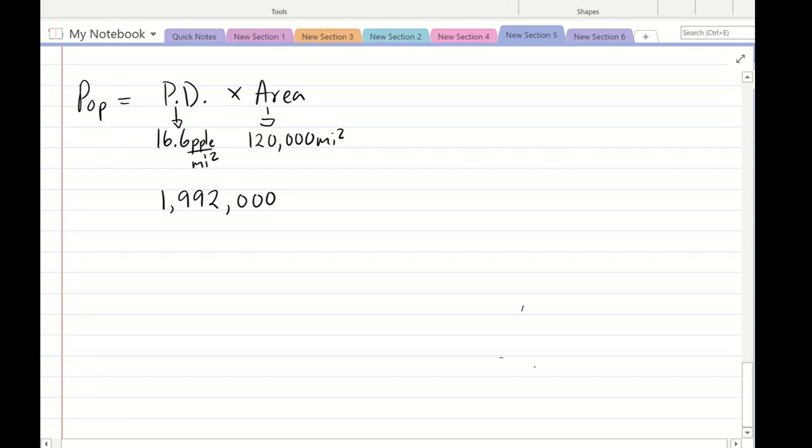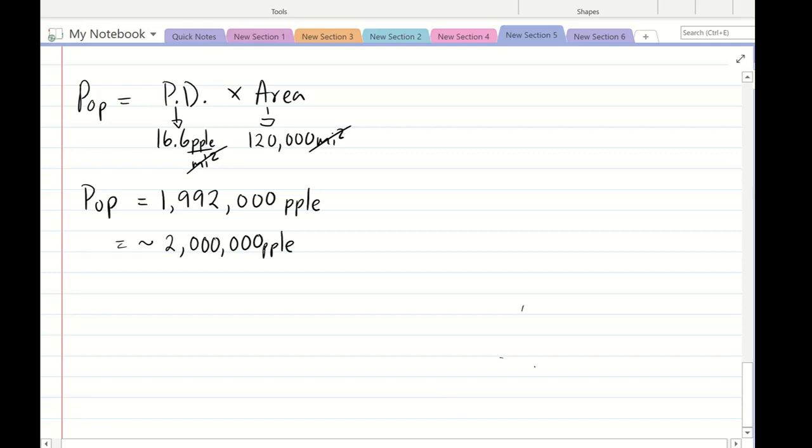Yeah, about 1,900,000. What happens to the people per square mile? Square miles cancels out, and we're talking about population, right? So we're going to say the population is 1,992,000 people, which, if you're rounding it to the millions place, is about 2 million people.